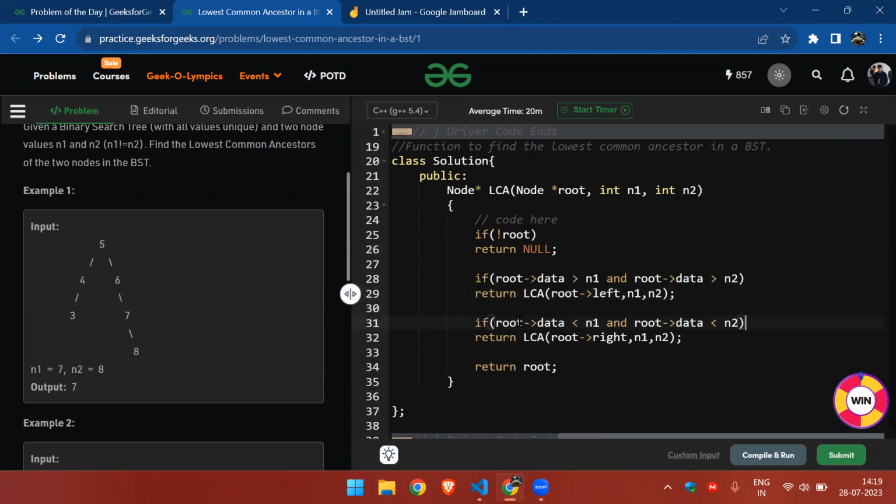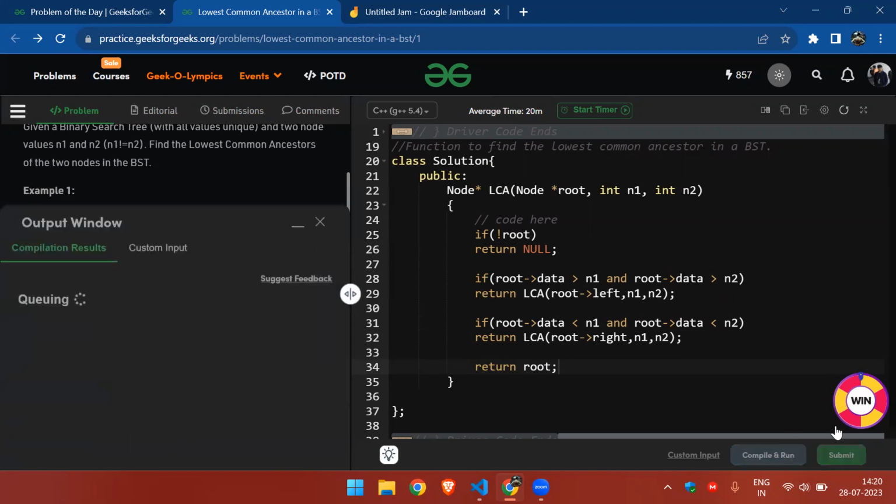And again, we check if the root's data is less than. Similarly, like case one, if the root's data is less than, then we should move on to the right. And if the root's data is lying in the range n1 and n2, we simply return. This case also includes the case when there is no lowest common ancestor. So as soon as we reach any of the nodes n1 and n2, we simply return the root. Okay, so as you can see, it runs pretty well.